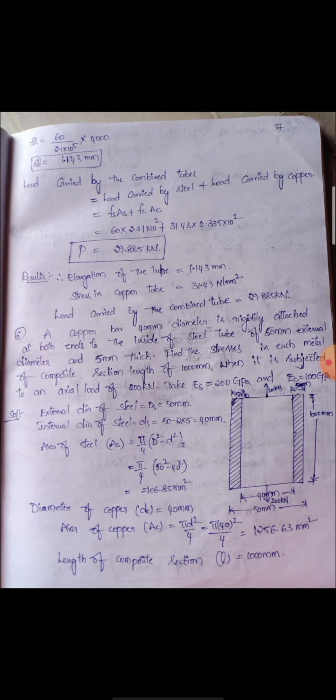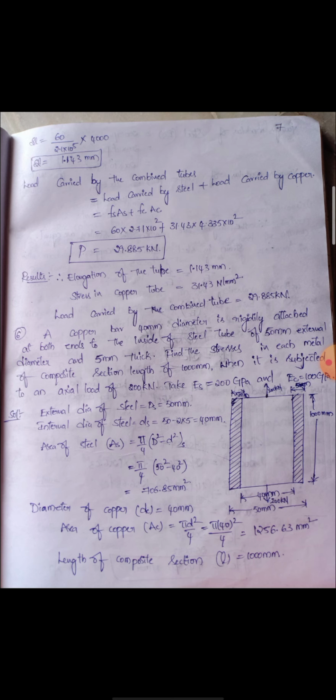The external diameter of the steel tube is 50 mm and the thickness of the steel tube is 5 mm, and the copper bar diameter is 40 mm. We have to find the stresses in each metal. The length of the composite section is 1000 mm. ES equal to 200 GPa, EC equal to 100 GPa, and the axial load P equal to 200 kilonewton. So this is the given data.